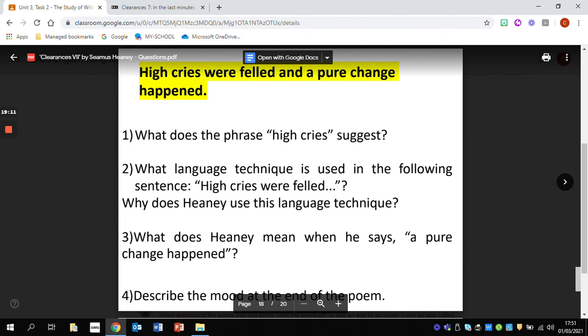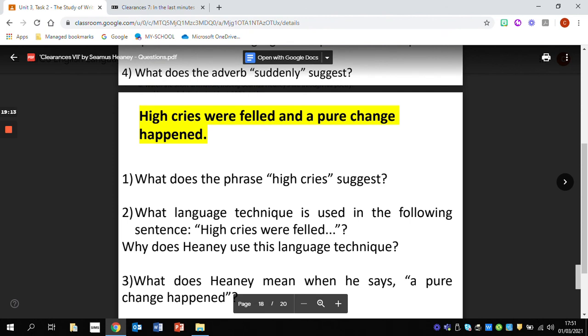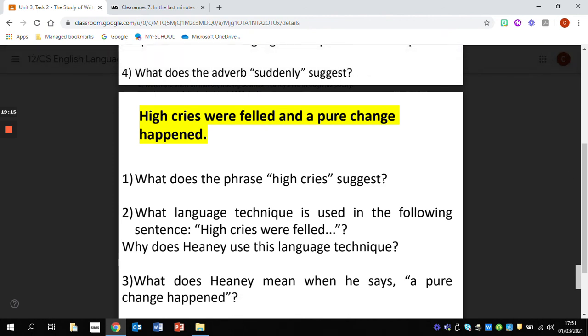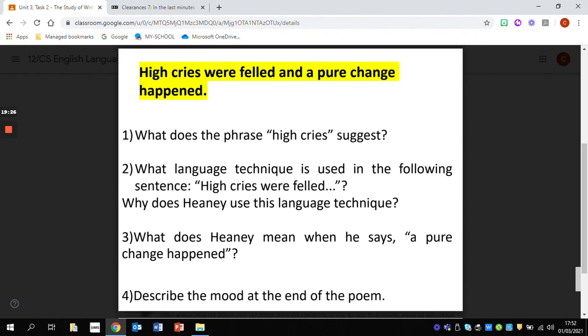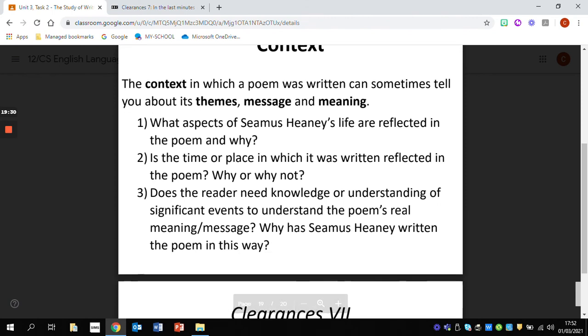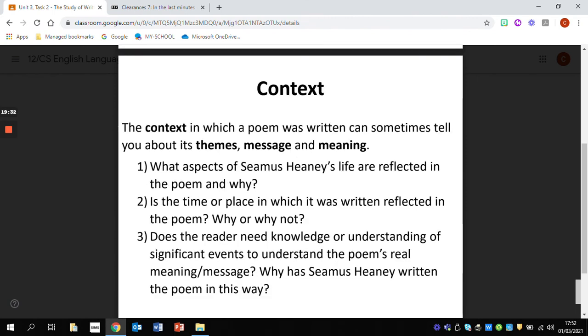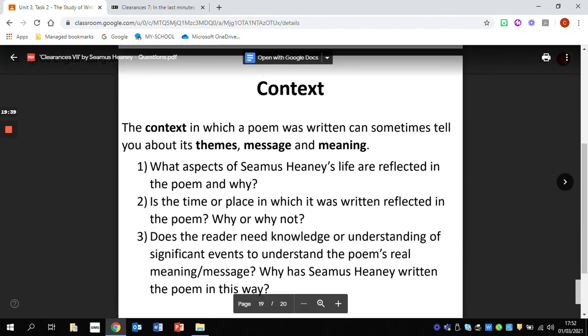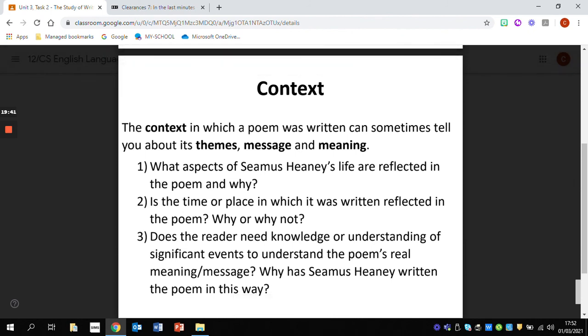Because yes, there is a change, okay, and we're thinking of our themes here with the themes of change, but it's pure, which is quite a nice adjective to use here, and it does give a sense of hope for the future. Okay, there are a few questions here on context, so that's kind of covered the poem itself. A few questions on context, but I want you to do a little bit of research yourself on the aspects of Heaney's life that are reflected in the poem.